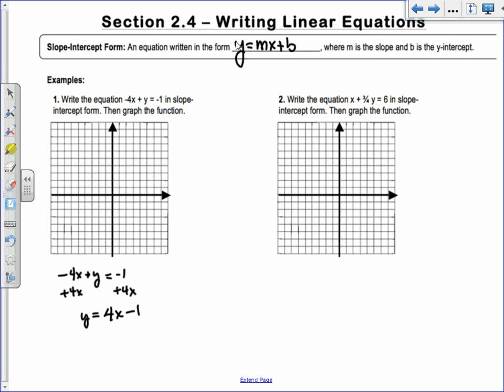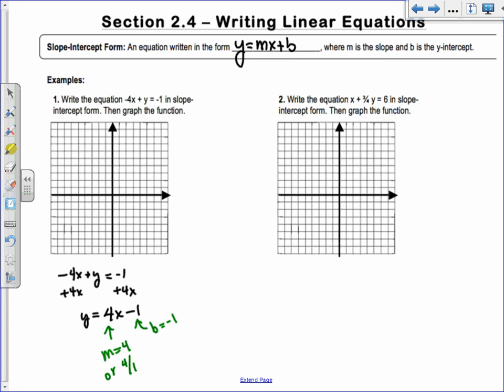When it's set up like that, you can see that your m is 4. That's your slope. You can think of it as 4 over 1 if you want. A lot of people like to think of it like a fraction, so you can see rise over run. And then the negative 1 is your b value. That's your y-intercept.